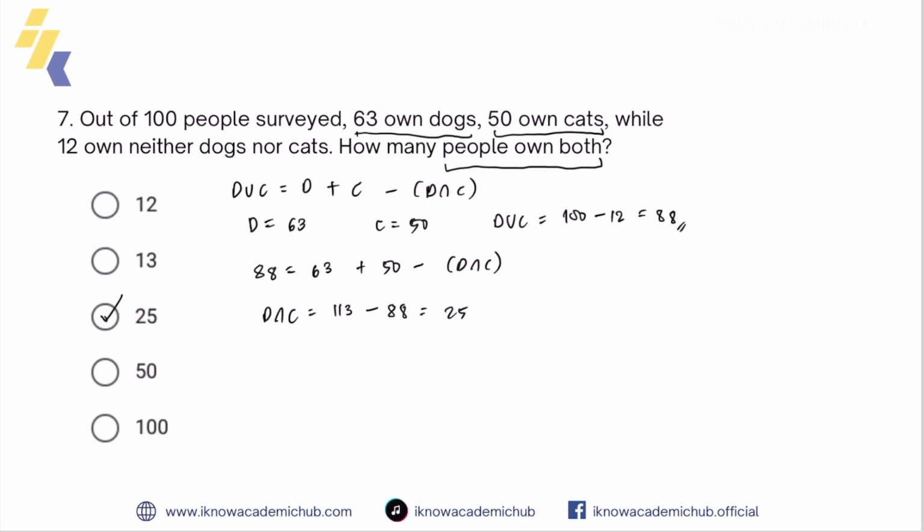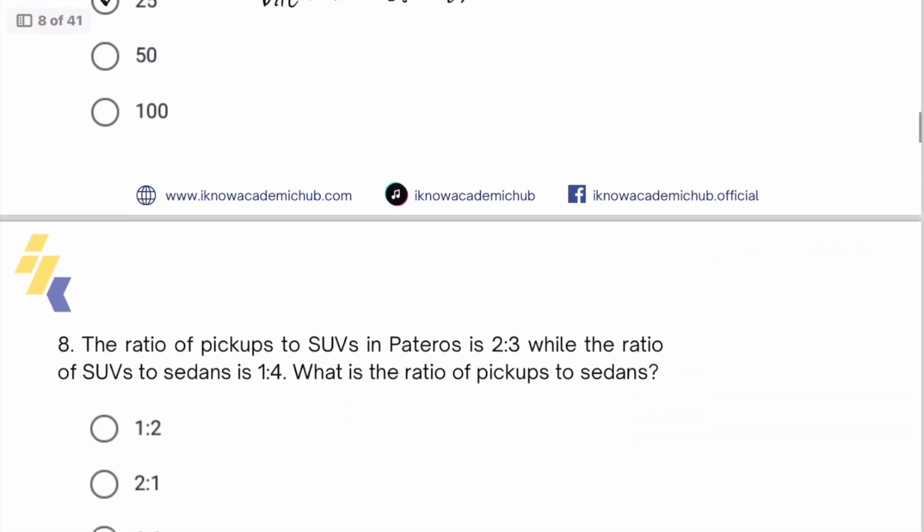Okay. Again, the formula: D union C is equal to D plus C minus D intersection C. Okay. Ayan, let's solve the next problem.